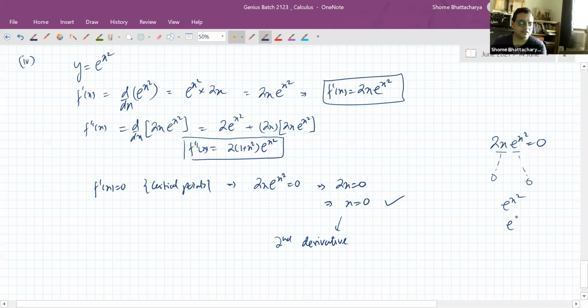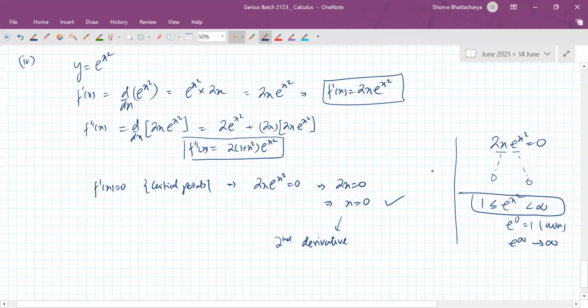So iska minima kitna hai actually? Iska minima 1 hai. और इसका global maxima कितना है? E raised by infinity or tending to infinity. So this term e raised by x square is always ranging between 1 to infinity. So it's never going to hit the value 0. So it's only x equal to 0 is the single critical point. Okay, na? Yes, sir. Okay.